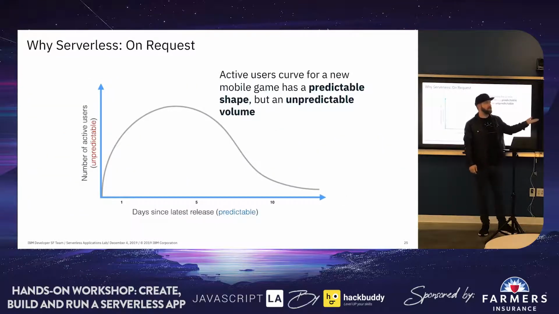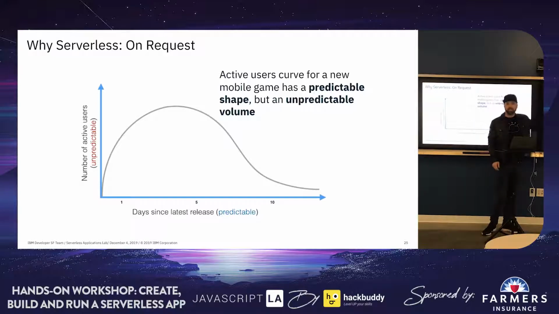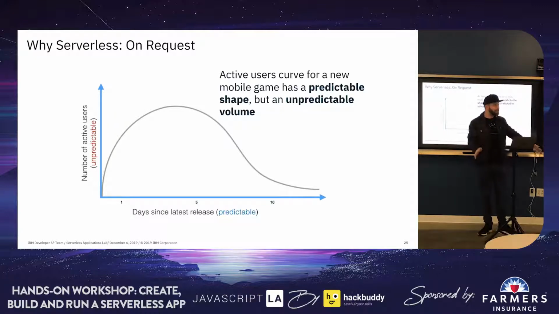Here's a good use case for why to use serverless. Let's say you have this active users curve. It's obviously real data and not something I just made up for illustrative purposes, but let's say you're launching a new mobile game and you know you're going to have a spike in the number of active users, but you don't know exactly how big that spike is going to be. Does anyone remember when Pokemon Go was released? Everyone was in the park, on Pokemon Go, trying to catch all the Pokemon. And now nobody goes to the park anymore. But back then, everyone was in the park.